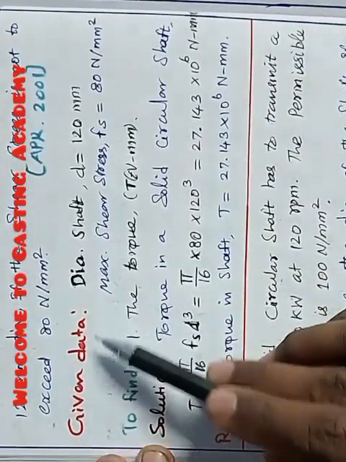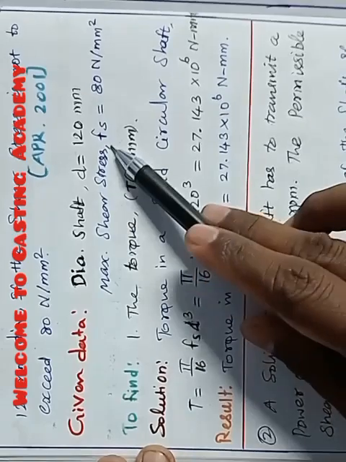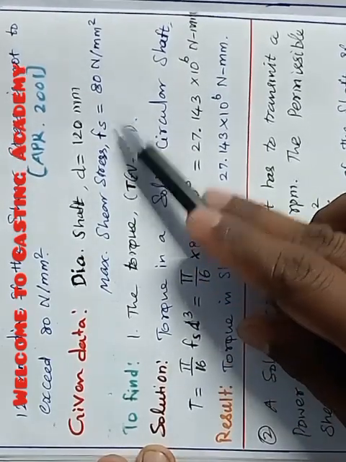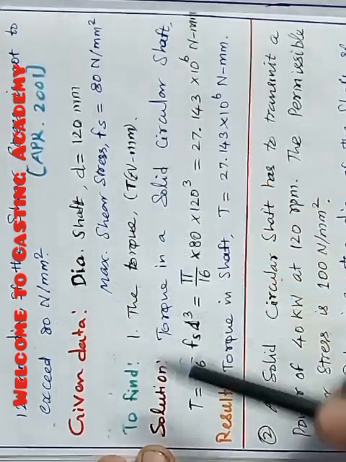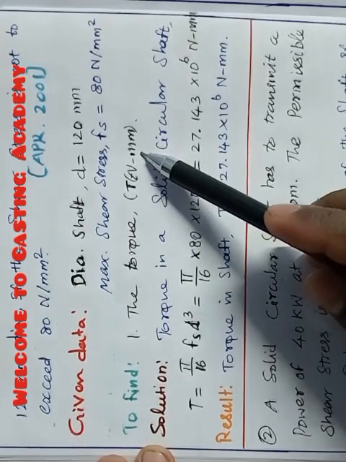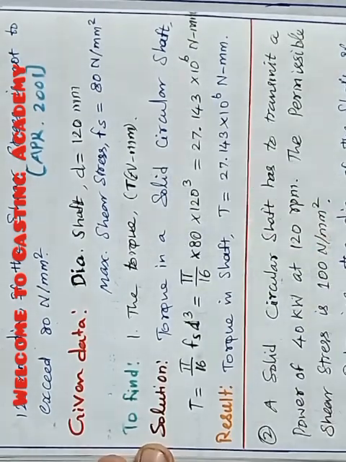First of all, you write down the given data. Diameter of the shaft D equal to 120 mm. Maximum shear stress Fs equal to 80 Newton per mm square. Now we want to find the torque T in Newton mm.